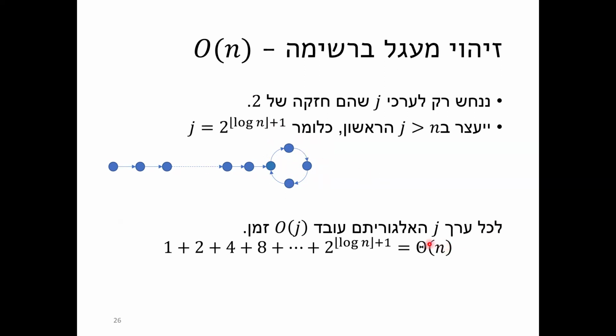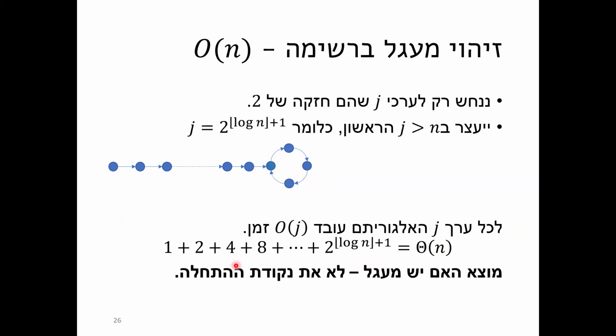First, let's just see the runtime. It works in O of j times, so 1 plus 2 plus 4, because we check powers of 2, up until 2 to the power of log n rounded down plus 1, which is theta of n, which is a great runtime for finding if there exists a cycle. But if we want that first point of the cycle, that first element, it doesn't find it.